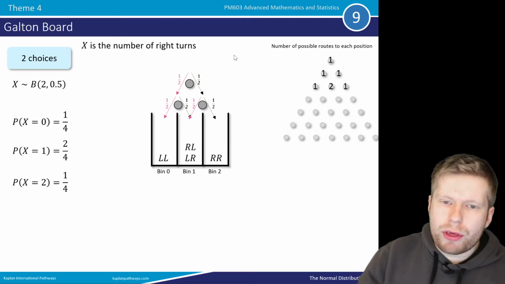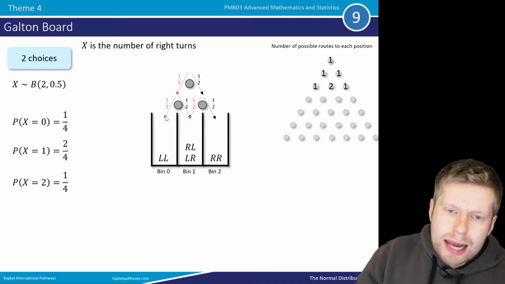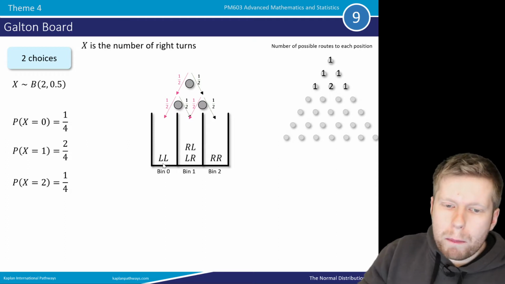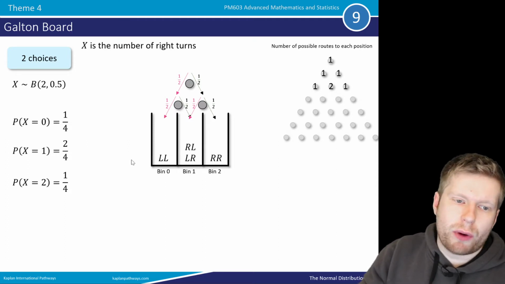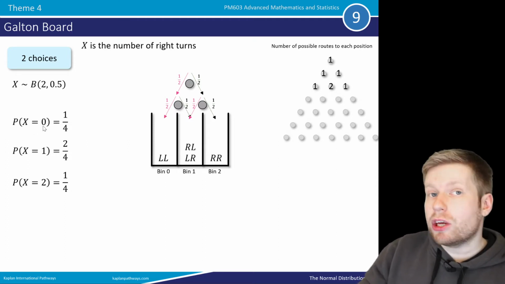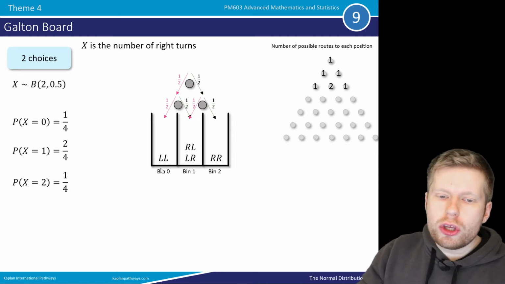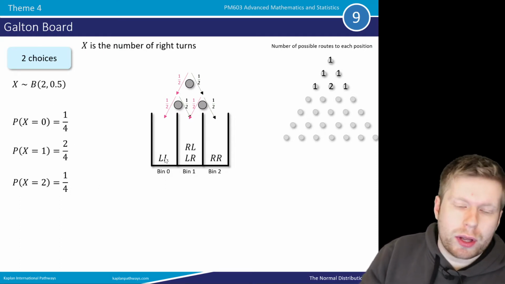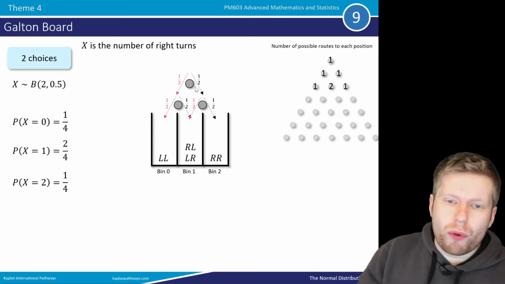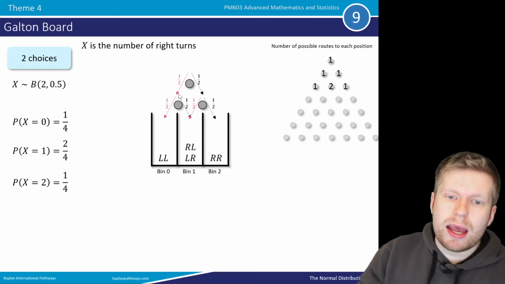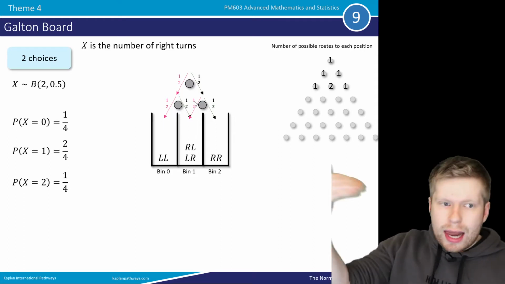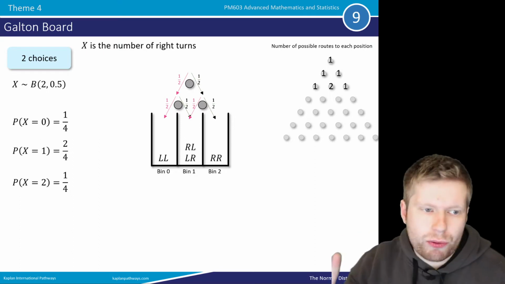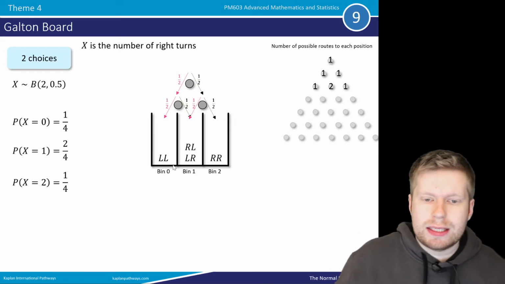Well, there's only one path. It goes left and then it goes left again. Okay, so there's only one path that it makes to get into bin 0. So the probability of making no right turns would mean that you'd be ending up in bin 0, okay? So bin 0 means you make no right turns, they've all got to be left, because you go that way, and then that way, okay? So you're going left and then you're going left again. You don't make any right turns, means that you'll end up in bin 0.